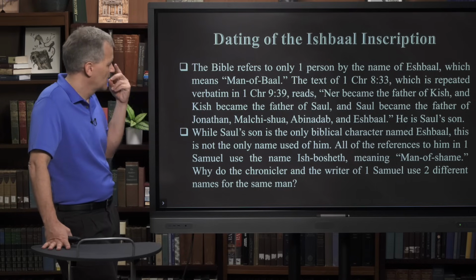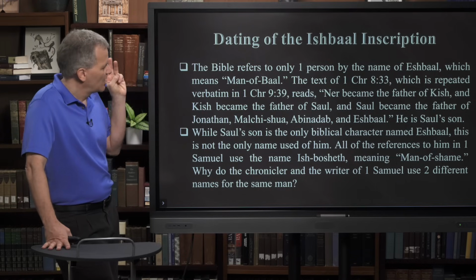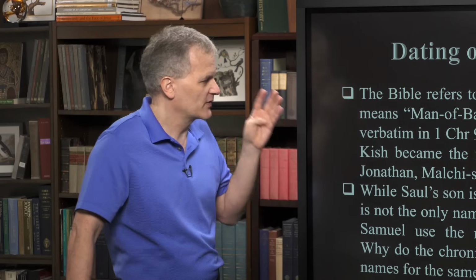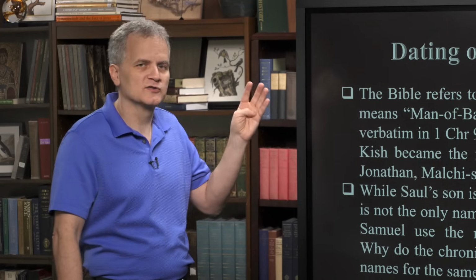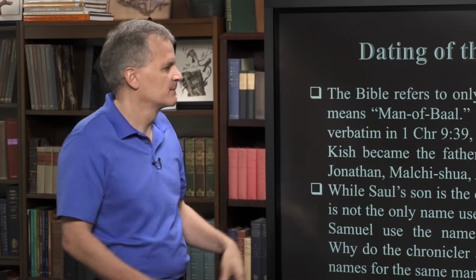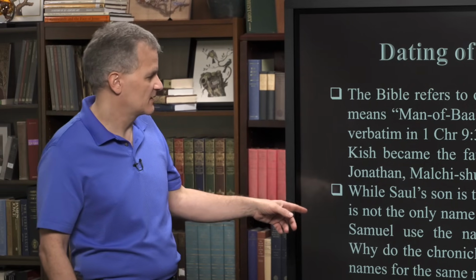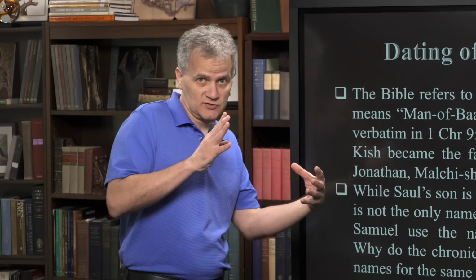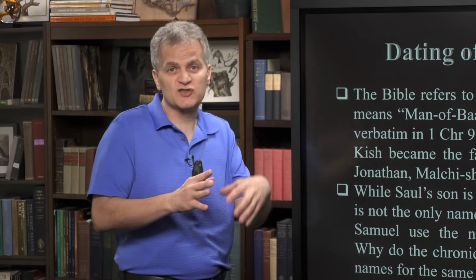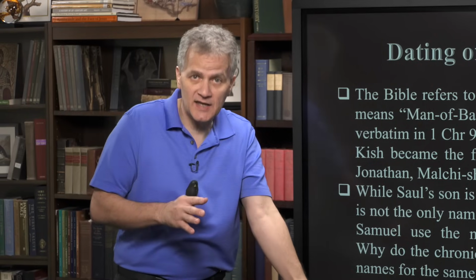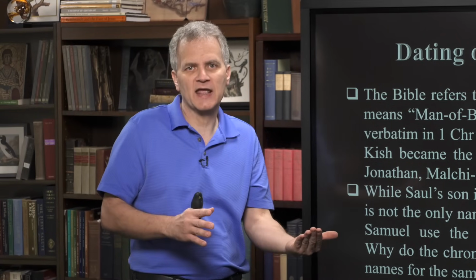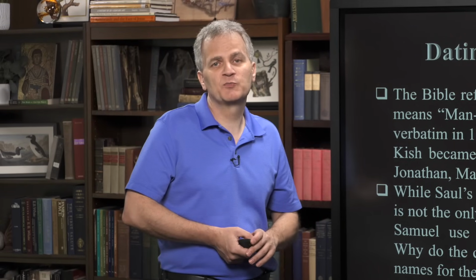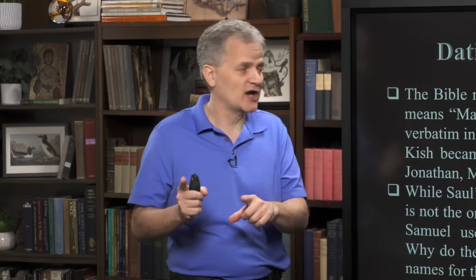Jonathan, that's number one. Malchishua, that's number two. Abinadab, that's number three. And Ishbaal, that's number four. So that's four sons born to Saul that are listed here. He is Saul's son. So that Ishbaal that's described in the Bible here, that's the son of Saul, who later became king, under his other name, he was given over time, which is Ishbosheth, which means man of shame.